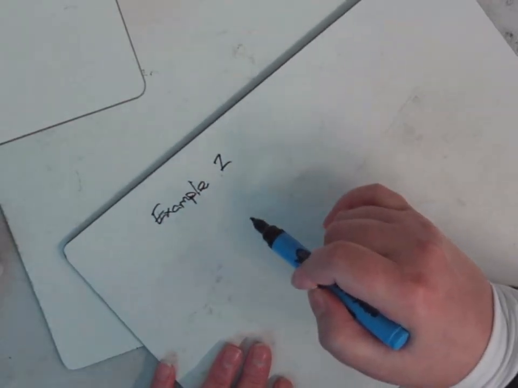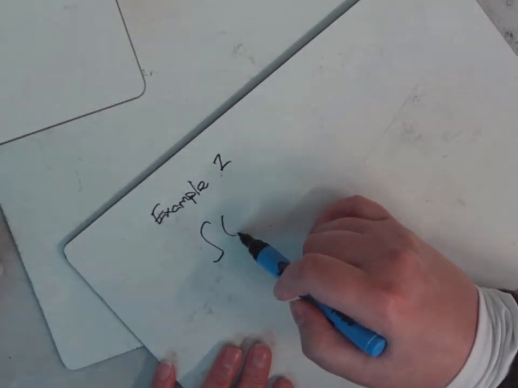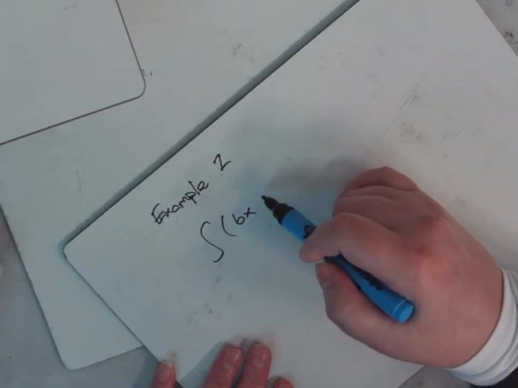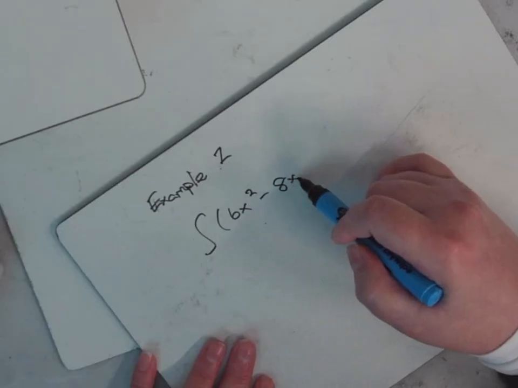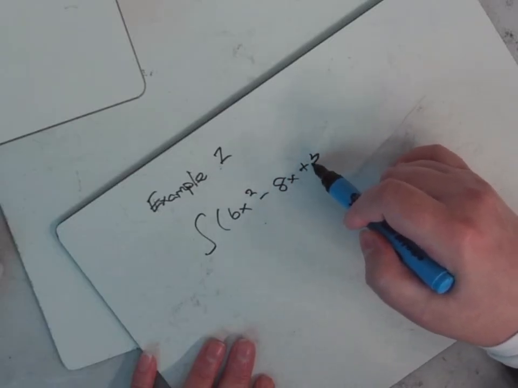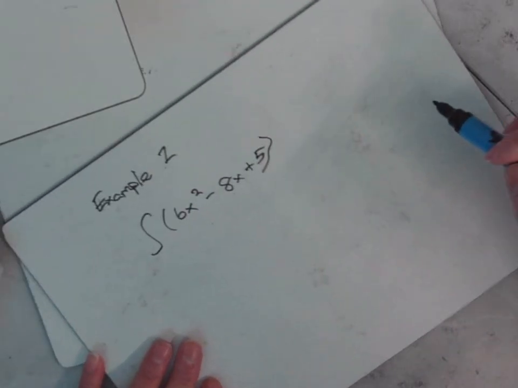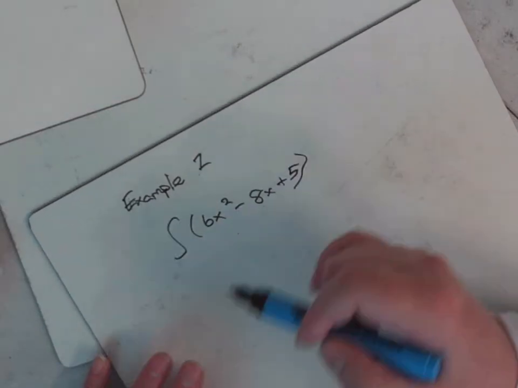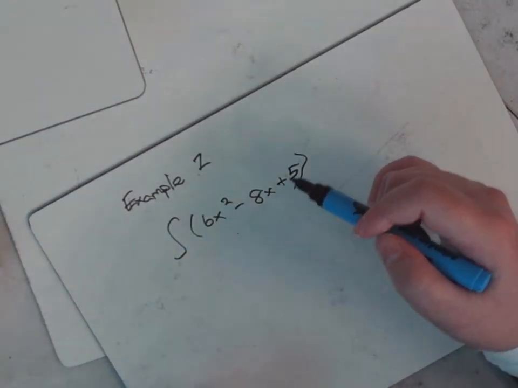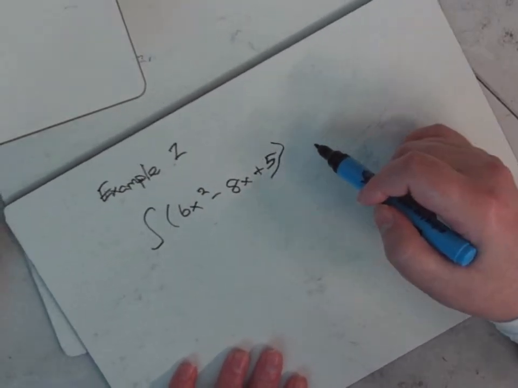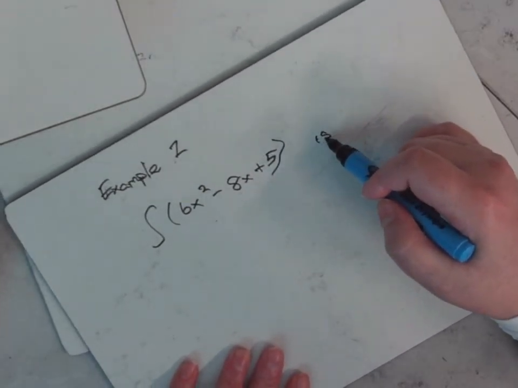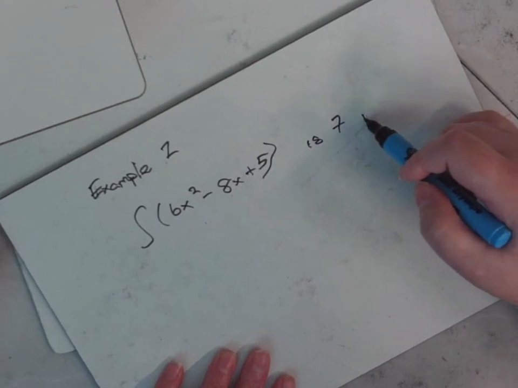Right. Okay, so we want to integrate 6x squared minus 8x plus 5, and they tell me that when you integrate it, you can get 7. So the answer is 7 when x is 2.